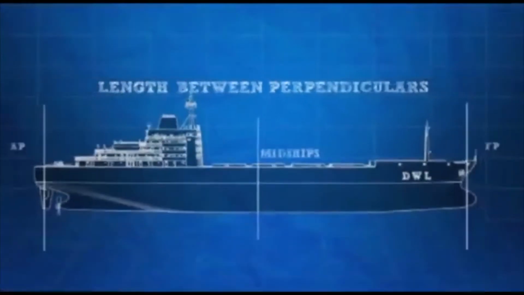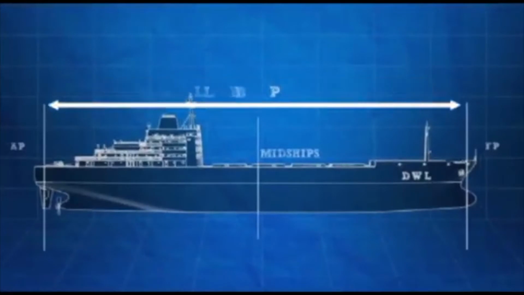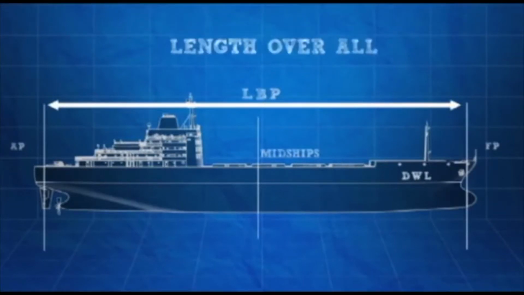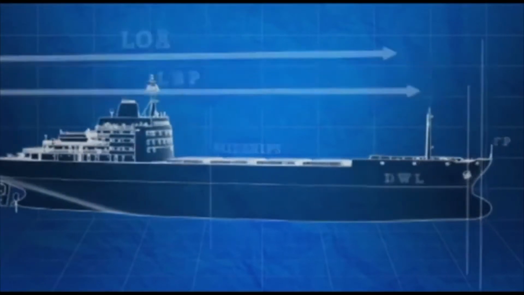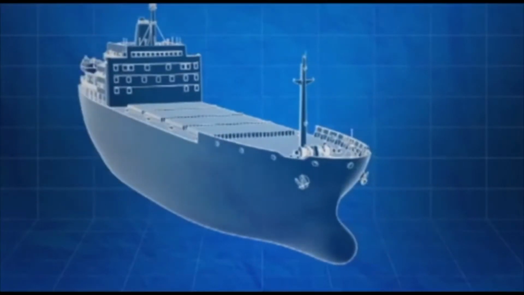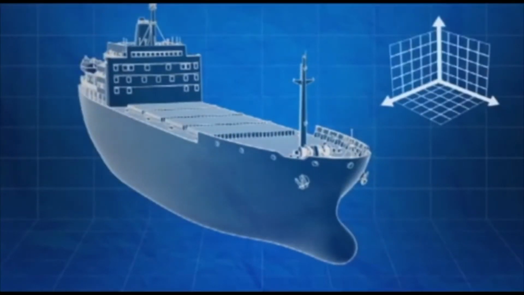Midships is the horizontal point halfway between the forward and aft perpendiculars, and the length between perpendiculars, or LBP, is the total horizontal distance between the forward and aft perpendiculars. Length overall, or LOA, is the total length of a ship at its longest point. Note that this may be a little longer than the LBP because a ship can extend slightly past the perpendiculars. Distances on board ships are measured in one of three directions: longitudinally, transversely, and vertically.